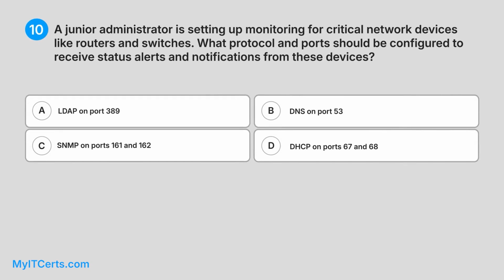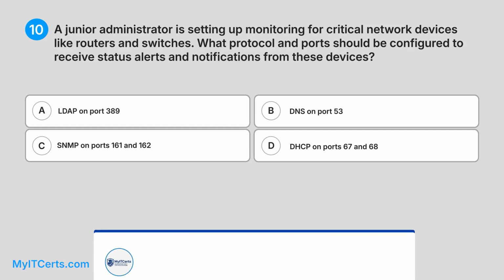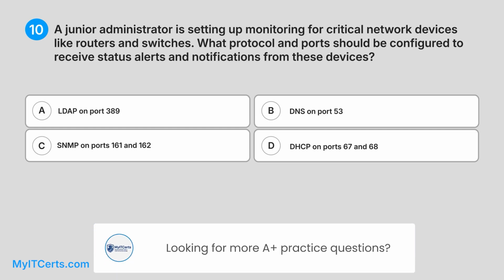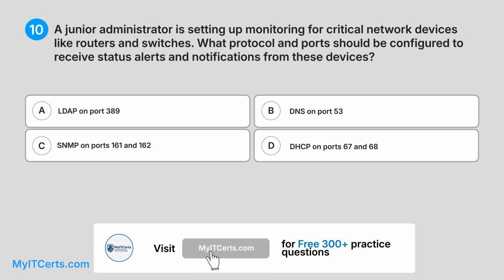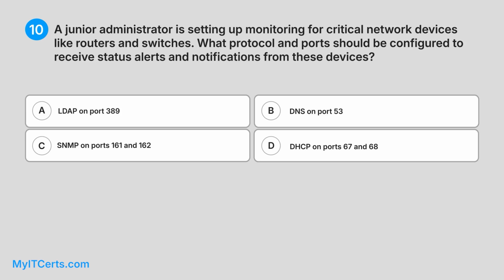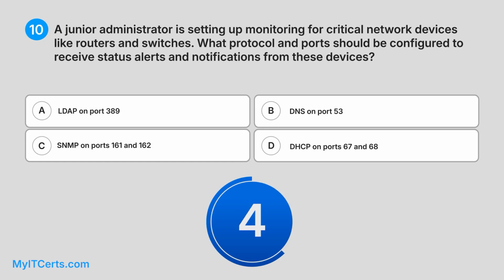10. A junior administrator is setting up monitoring for critical network devices like routers and switches. What protocol and ports should be configured to receive status alerts and notifications from these devices? A. LDAP on port 389. B. DNS on port 53. C. SNMP on ports 161 and 162. D. DHCP on ports 67 and 68. Can you guess the answer?